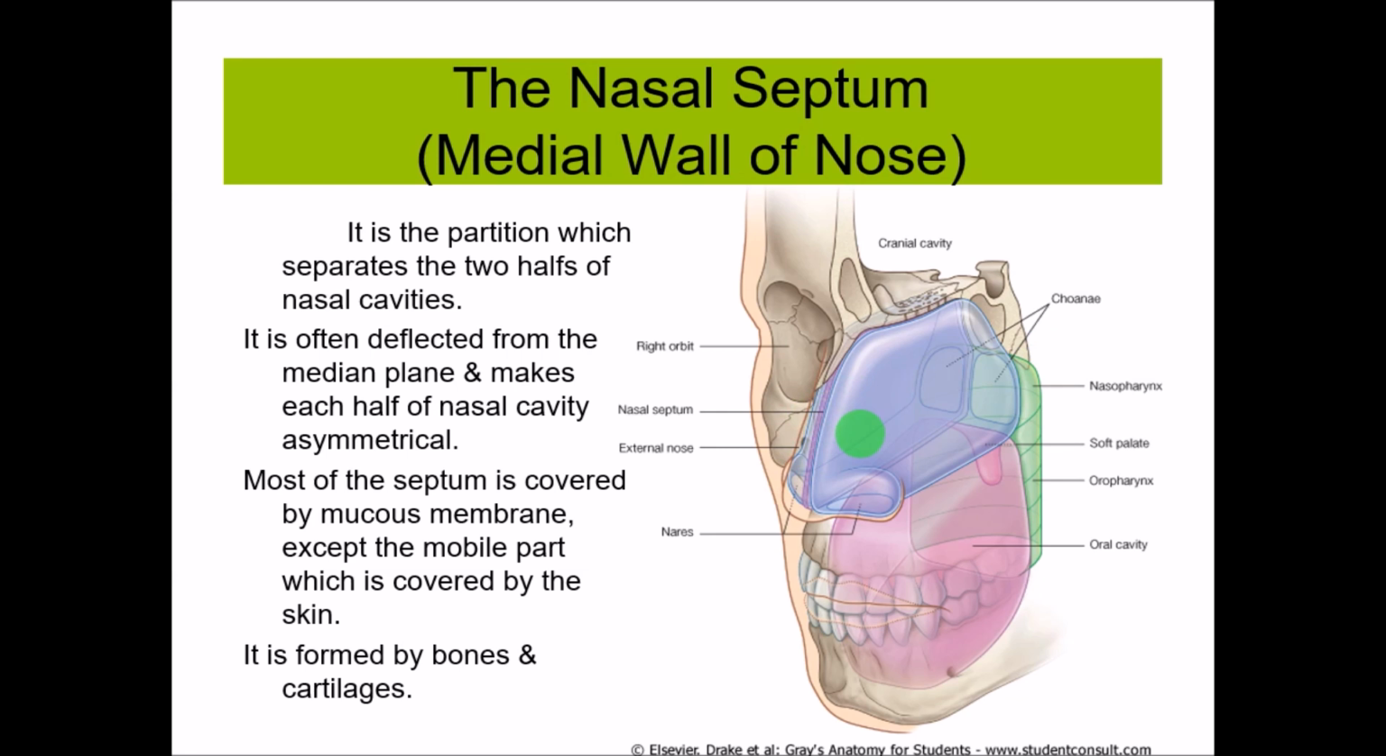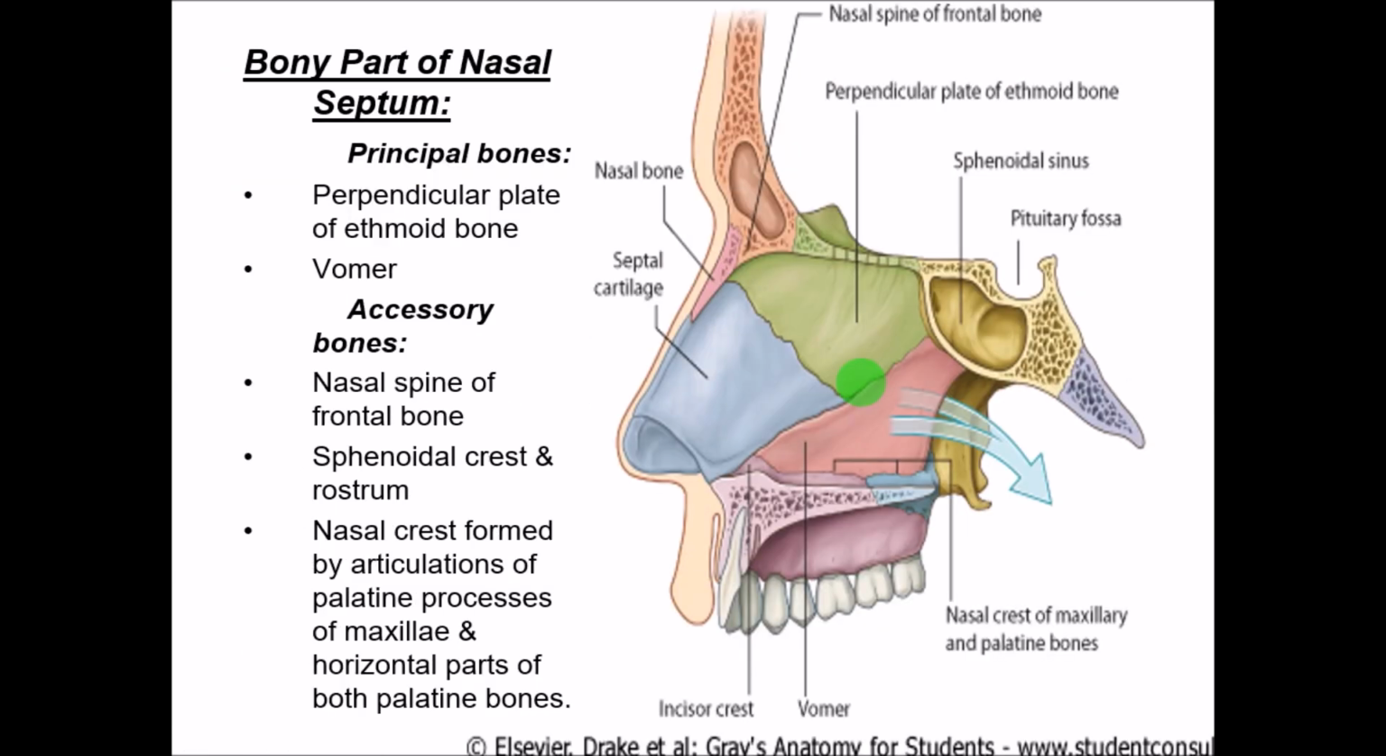Most of the septum is covered by the mucous membrane except the mobile part which is covered by the skin. The whole of the inner cavity is covered by the mucous membrane except the mobile part in the front, which is covered by the skin. Okay, and because of the skin there will also be hair, nasal hair. It is formed by bones as well as cartilages. So the nasal septum is not only bony in origin but also cartilaginous. So it has both parts, the bony as well as the cartilaginous.